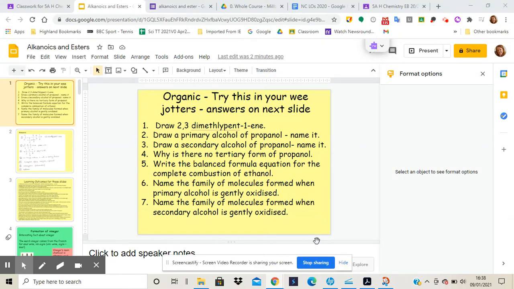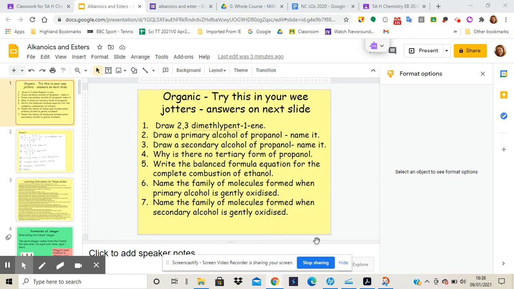Hello. Well, we seem to be back in lockdown for a wee while, so we're going to just crack on with new stuff, as I mentioned on the stream. We're going to start with alkanoic acids and esters, a little bit of revision from last year, and then some new stuff. I've got slides here that I'd like you to go through.